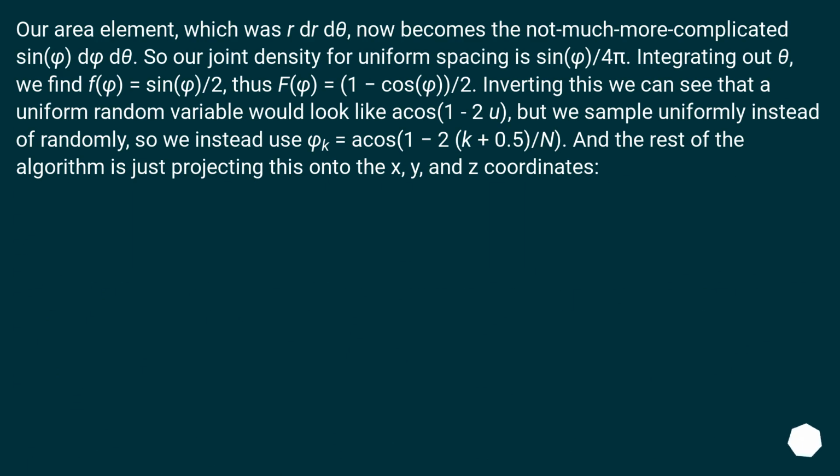Our area element, which was r dr d theta, now becomes the not much more complicated sin phi d phi d theta. So our joint density for uniform spacing is sin phi / 4pi. Integrating out theta, we find f(phi) equals sin phi / 2, thus F(phi) equals (1 minus cosine phi) / 2. Inverting this, we can see that a uniform random variable would look like acos(1 - 2u). But we sample uniformly instead of randomly, so we instead use phi_k equals acos(1 - 2(k + 0.5)/n). And the rest of the algorithm is just projecting this onto the x, y, and z coordinates.